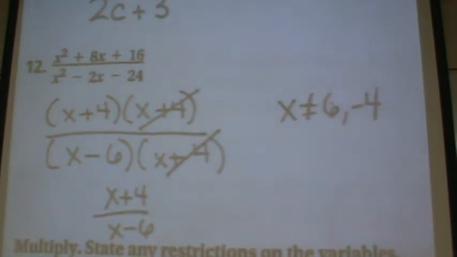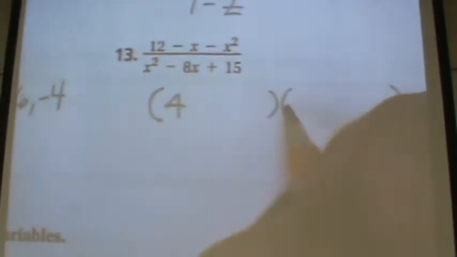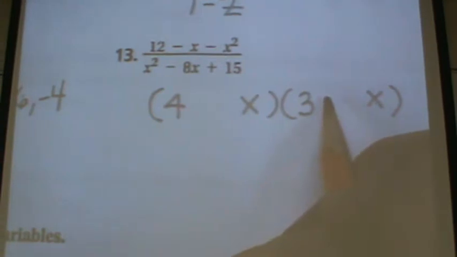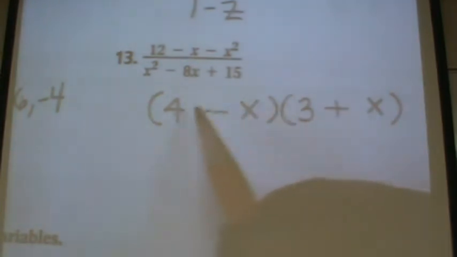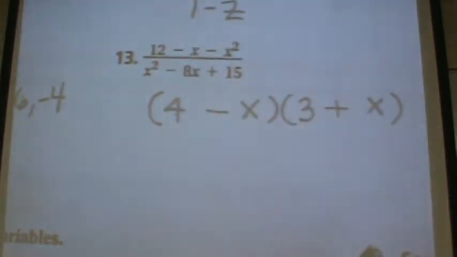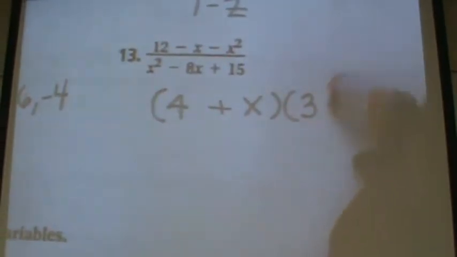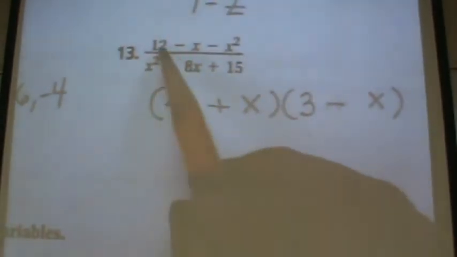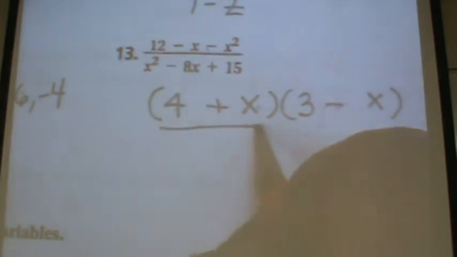This one is just flipped around. When you factor it, what are you going to have? 4 minus 3 and 4 plus 3. Let's see if that works. What do you get? 12. You get 4x minus 3x. Did that work? No. You've got to make this a plus sign and this the minus. Now that will work, because you have 4 times 3, which is 12. 4 times negative x is negative 4x plus 3x is negative 1x. Now it works.